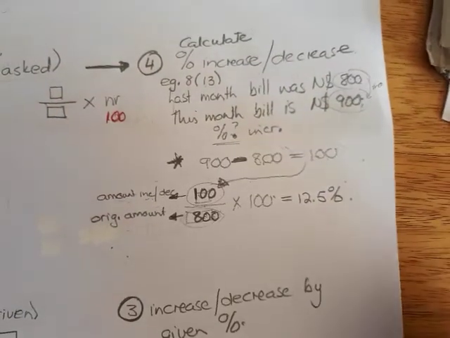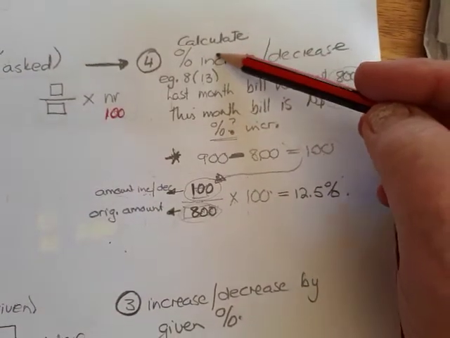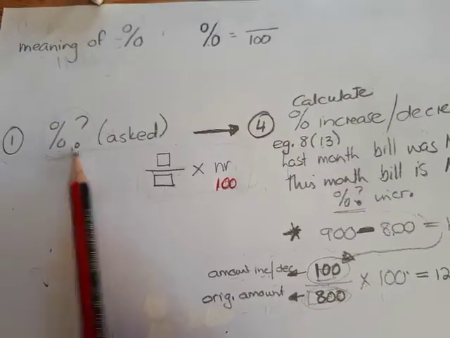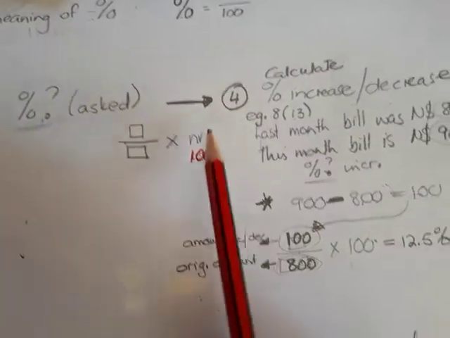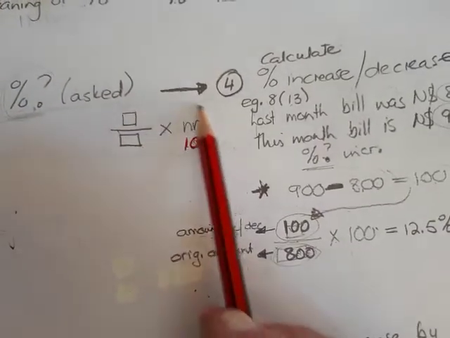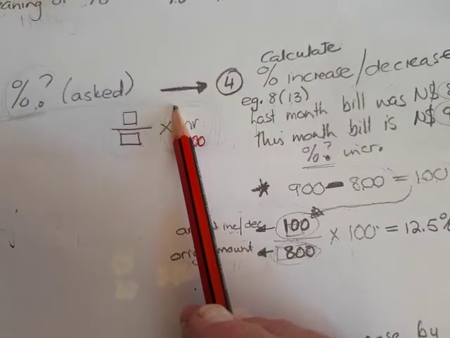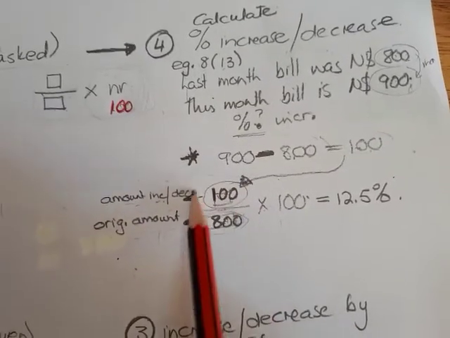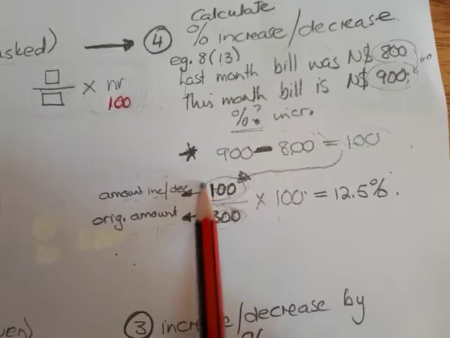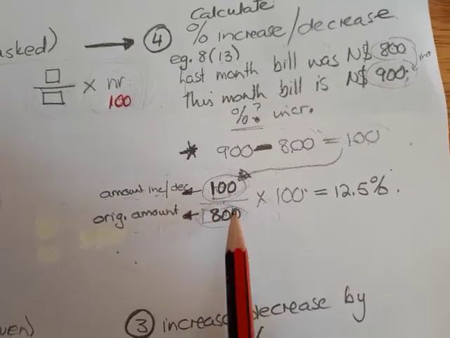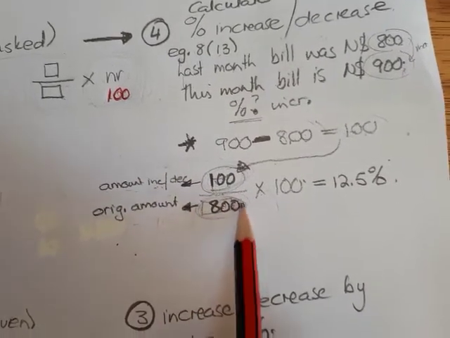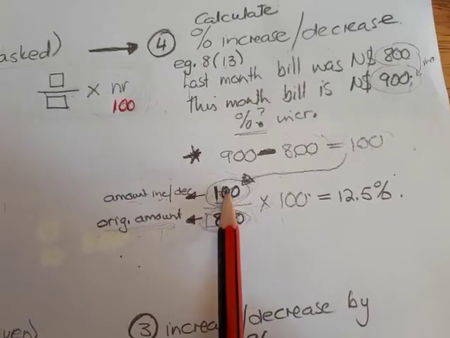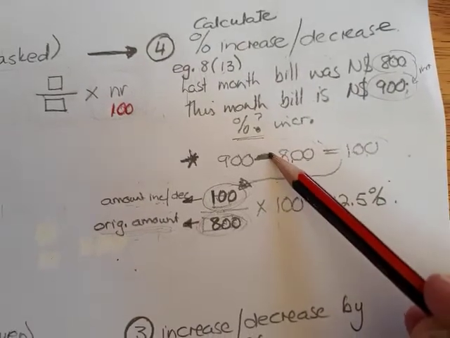Okay, so I repeat, for calculating percentage increase or decrease, remember what is really asked is a percentage. Therefore, you will always multiply a fraction times 100. What is the fraction going to be? The fraction is going to be the difference between the two amounts given, and the denominator will always be the original amount. How do you get the difference? By simply subtracting.